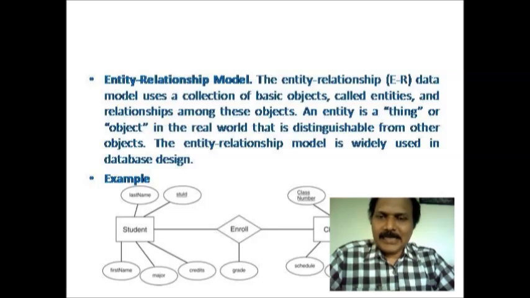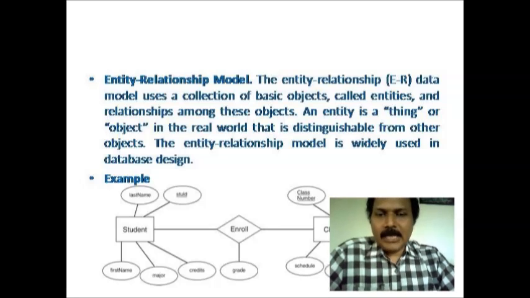ER model, that is entity relationship model. In this data model, we use the collection of basic objects called entities. The entities are being represented in the form of rectangles, and the relation among the two entities is being represented in the form of a diamond, that is relationship set. That is, the entity sets are being related with each other with the help of relationship set, and every entity is being identified with the help of attributes. The attributes are depicted in the form of elliptical circles. So the attributes can be depicted with entities, and sometimes the attributes can also be given to relationship sets.